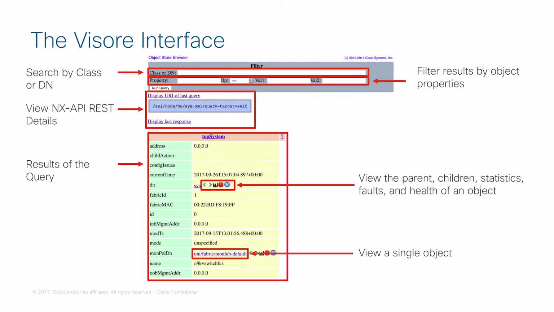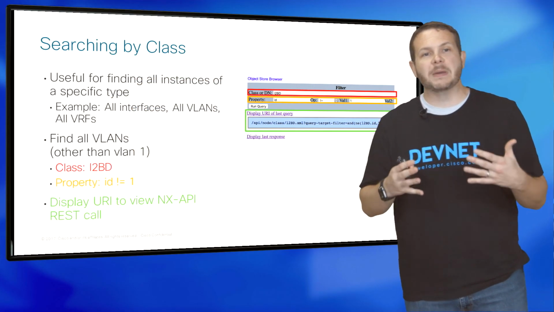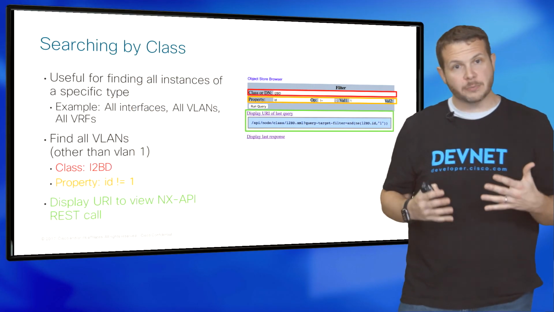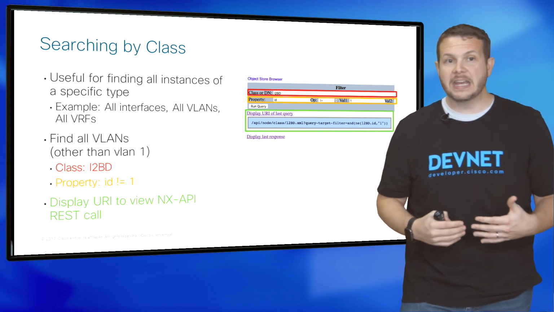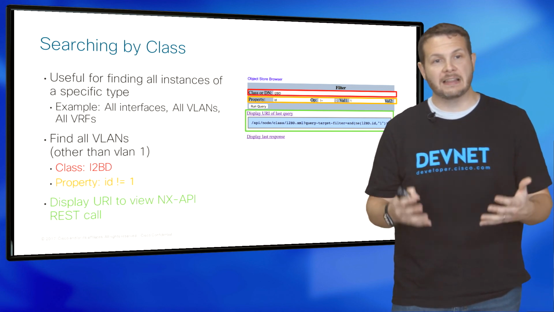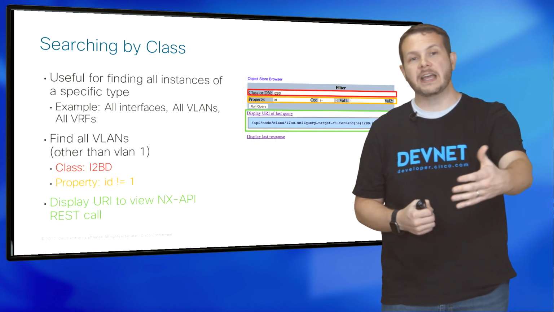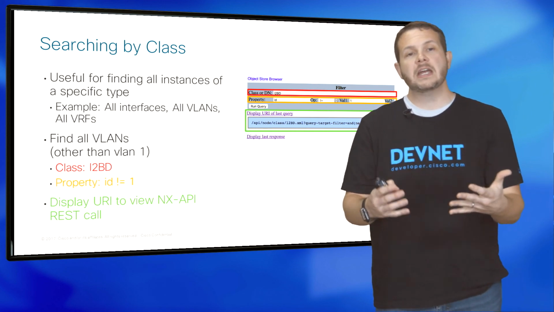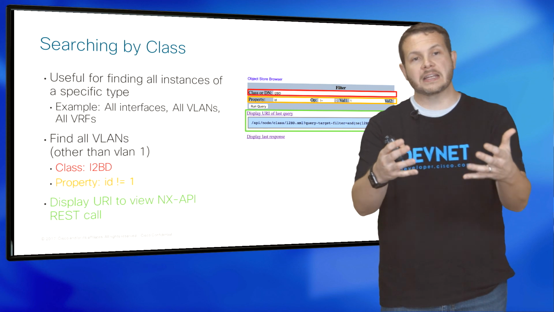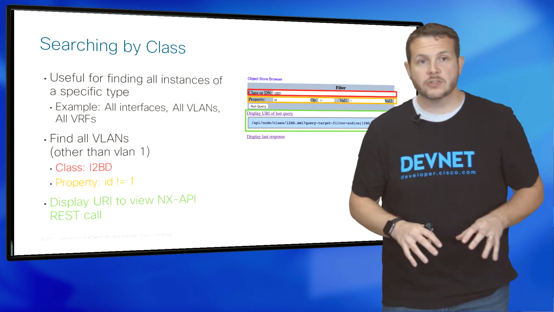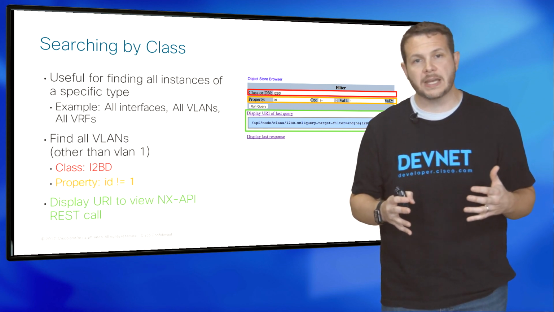So you can see the full URI that you would use to make a request to retrieve this specific information that Visori is showing you. Now, if we want to make a class-based search, remember, a class is a particular type of object, and every object has a class. So there's a class for interfaces, a class for VLANs, a class for VRFs, and we can use NX API REST and Visori to search for all instances of a particular type.